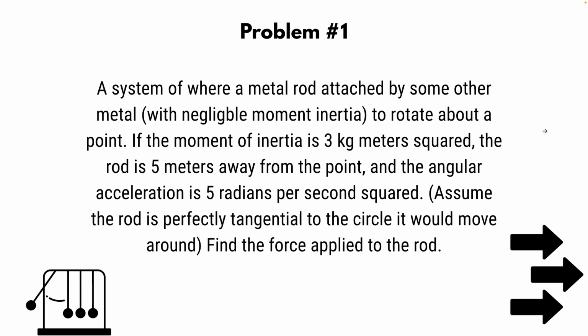Okay, so problem number 1: a system where a metal rod is attached by some other metal to rotate about a point. The moment of inertia of the rod is 3 kilogram meters squared, the rod is 5 meters away from the point, so the radius is 5 meters, and the angular acceleration is 5 radians per second squared. Assume the rod is perfectly tangential to the circle and it would move around. That just means theta is 90, so we can ignore that because sine of 90 is 1. We need to find the force that gets applied to the rod given this information.